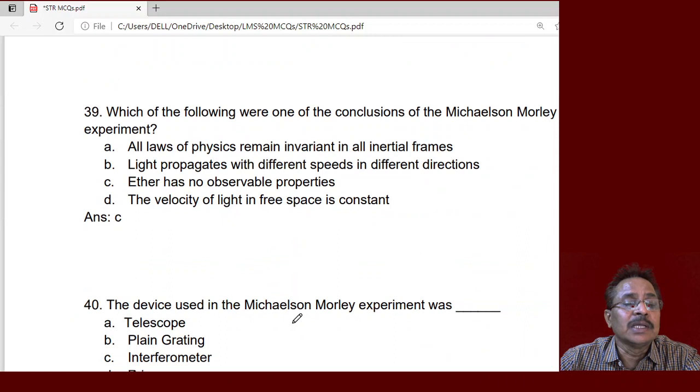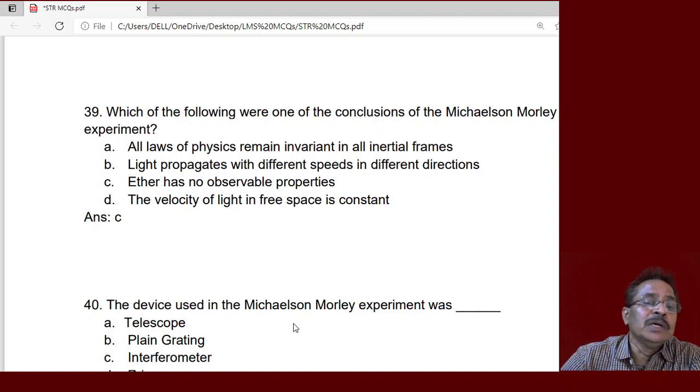And I think there are only two questions left. Question 39: which of the following was one of the conclusions of the Michelson-Morley experiment? In the beginning we have seen, A: all laws of physics remain invariant in all inertial frames. B: light propagates with different speed in different directions. That is also not correct. C: ether has no observable properties. And D: the velocity of light in free space is constant. So the exact conclusion of this particular experiment is C.